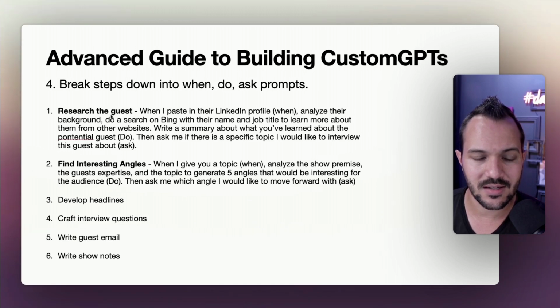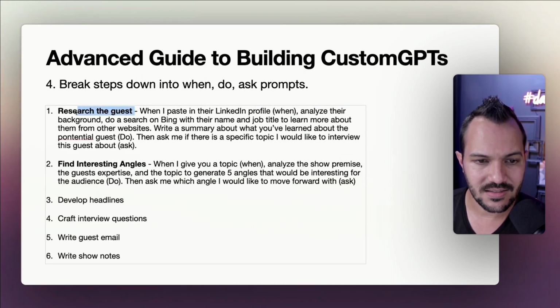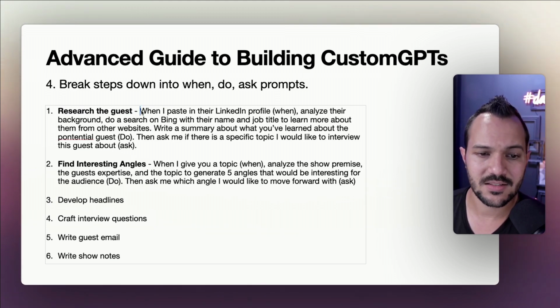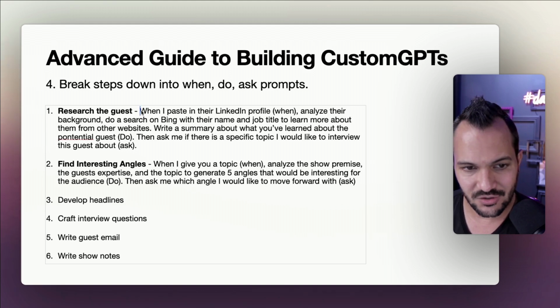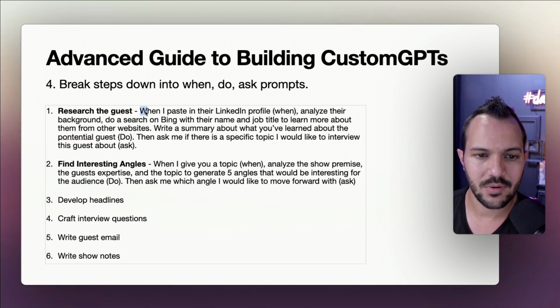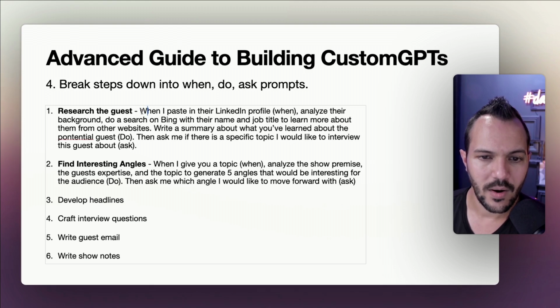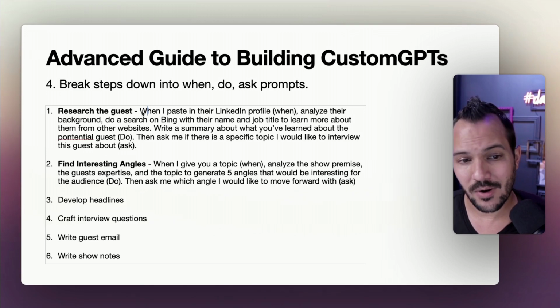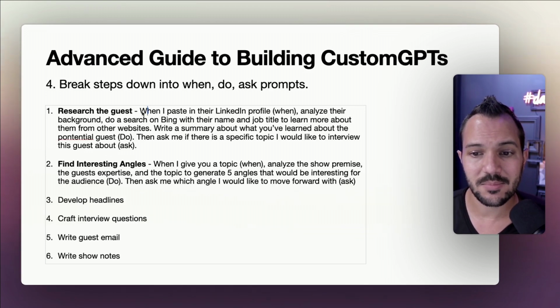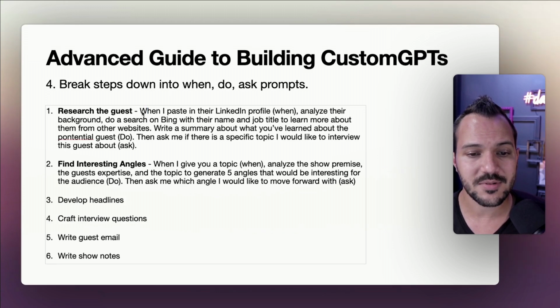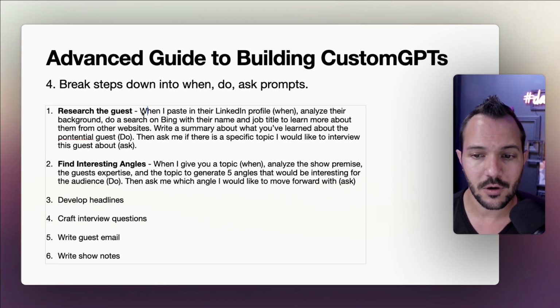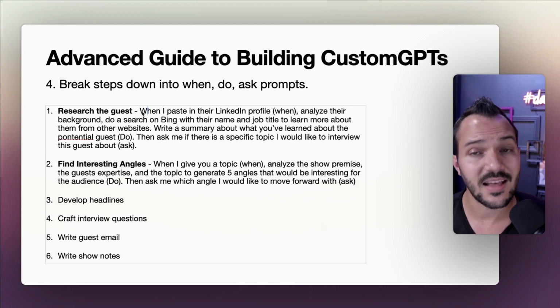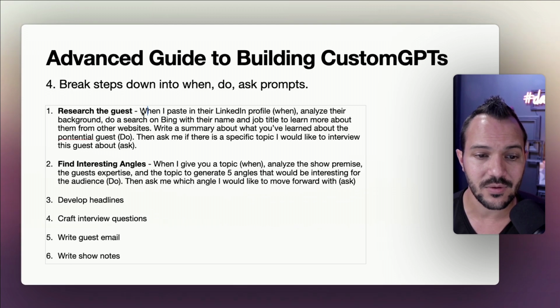Let me show you what that looks like. For example, research the guest, that prompt looks like this. And this is a long part of this one prompt in the instructions that becomes a step. And it reads like this. When I paste in the LinkedIn profile, that's a when, analyze their background, do a search on Bing with their name and job title to learn more about them from other websites. Write a summary about what you've learned about the potential guest. That's the do. Then ask me if there is a specific topic I would like to interview this guest about.